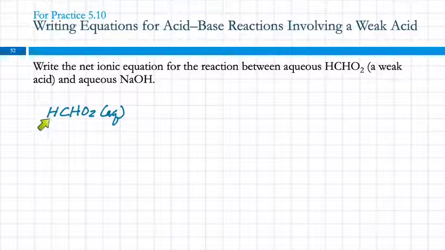Now, they didn't really need to tell us that's a weak acid. This is an acid because it starts with H. It's not HCl, HBr, HI, H2SO4, HNO3, HClO4, the 6 strong acids. It's something else. We didn't learn how to name it, but that's okay. We can do reactions with it even though we don't know its name. And aqueous sodium hydroxide.